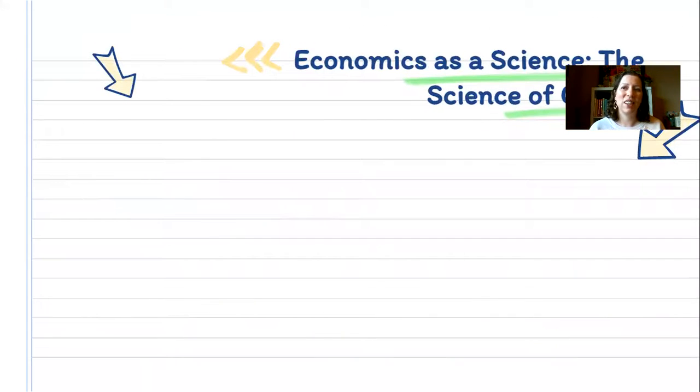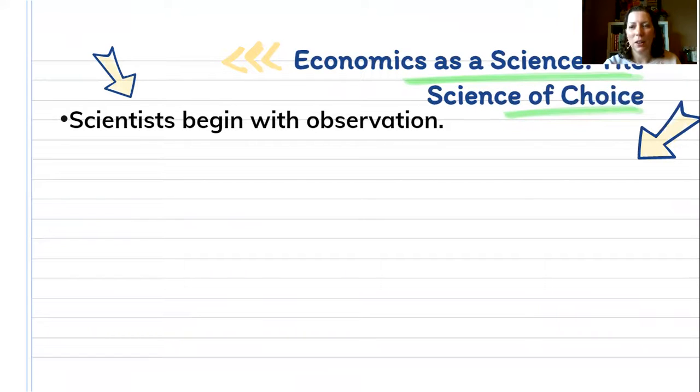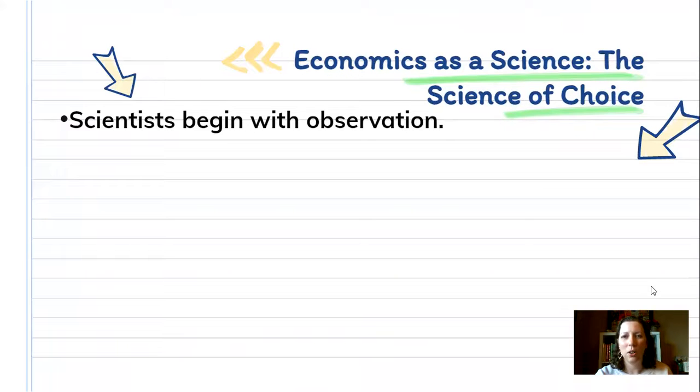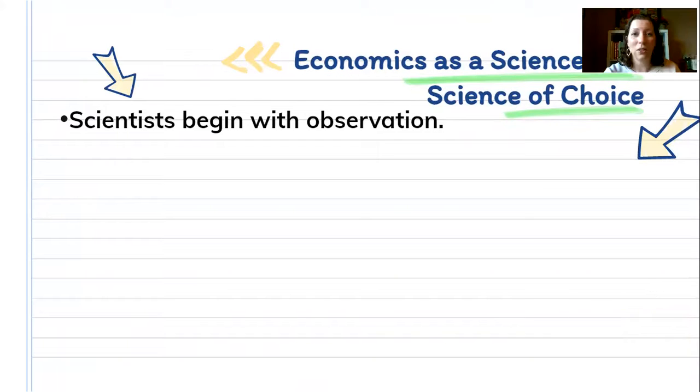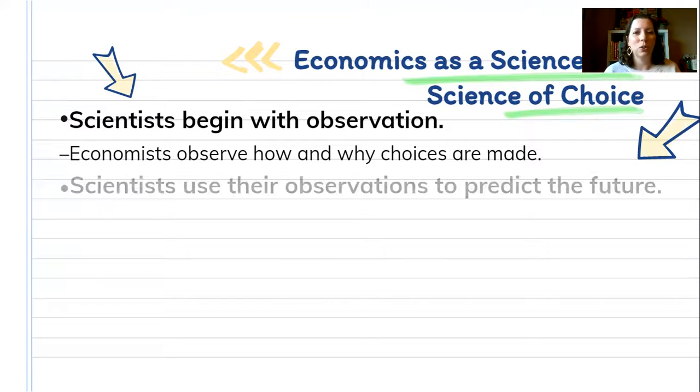So, economics as a science. Scientists obviously begin with observation when they are looking at something. They want to see how all the pieces work. How does that work? What does it look like? How and why are those choices being made? Why are people spending crazy amounts of money on hand sanitizer? Why are people waiting in long lines for a new phone? They observe those kinds of things.